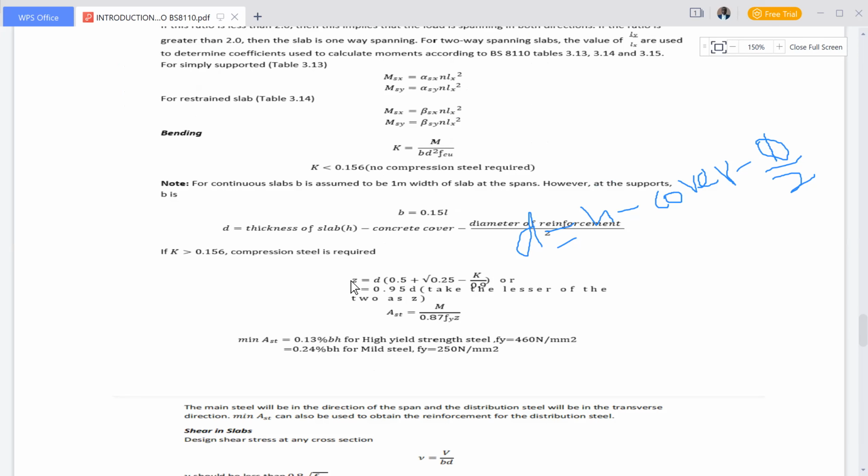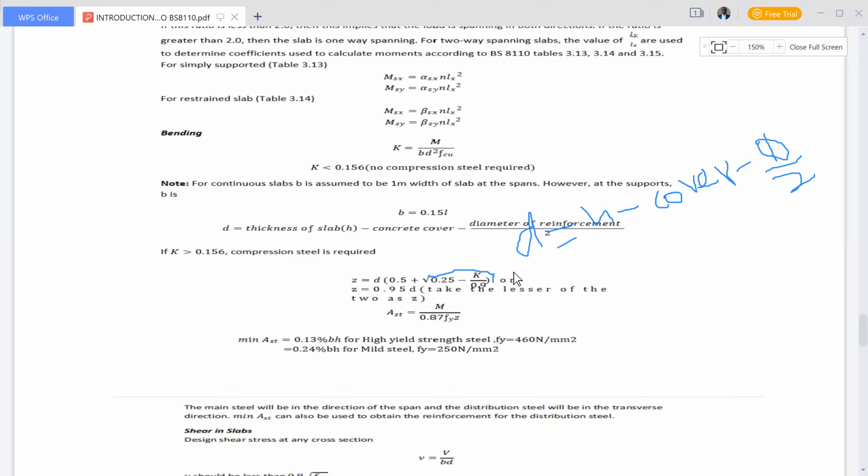Now, from there, we move to what we call the arm z. Z is determined in two ways. We have d into bracket 0.5 plus square root of 0.25 minus K over 0.9. So let me show you. This square root covers the entire expression from here up to here. So z is equal to d into 0.5 plus square root of 0.25 minus K over 0.9. This K you found above, you come and substitute it.